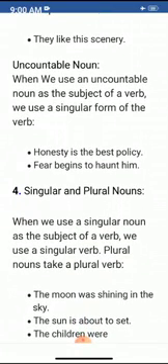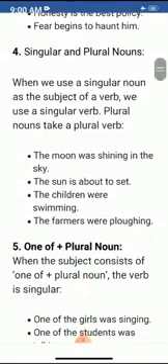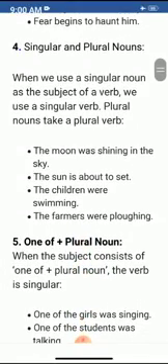Now see singular and plural nouns. When we use a singular noun as the subject of a verb, we use a singular verb. Plural nouns take a plural verb. The moon was shining in the sky. The sun is about to set. The children, being plural, were swimming. The farmers were plowing.